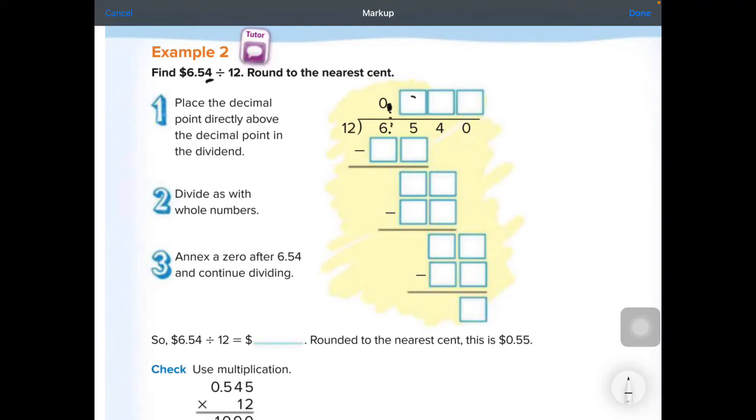Now 12 will not go into 6, but 12 will go into 65 about 5 times. 5 times 12 is 60, and there's 5 different. Bring down the 4. 12 will go into 54 4 times, and it is 48. So then we cannot take 8 from 4, come over here, borrow and regroup. 8 from 14 is 6, bring down the 0. 60. 12 will go into 60 5 times even. 5 times 12 is 60.